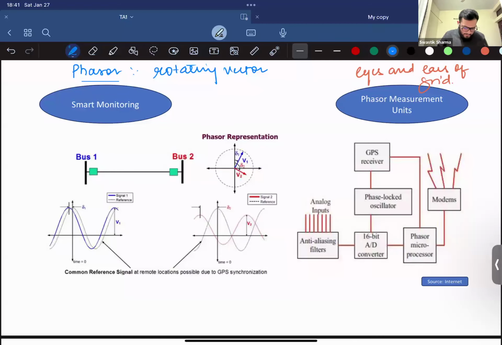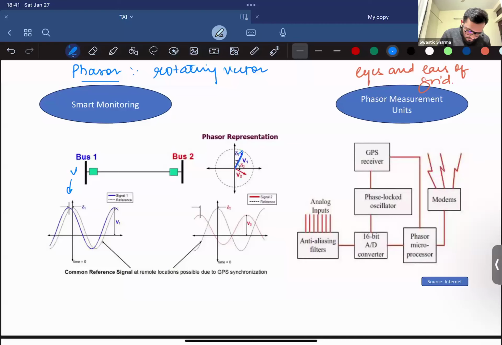synchronized to GPS. So with this cosine signal, let's say we are measuring the voltage at bus 1. We measure the difference between the phase angles, between the cosine signal as well as the voltage signal at bus 1 and bus 2. As you can see, we have a delta 1 difference with voltage 1 leading. Sorry, we can't really say leading and lagging, but yes, it's leading with respect to the bus 2 voltage.